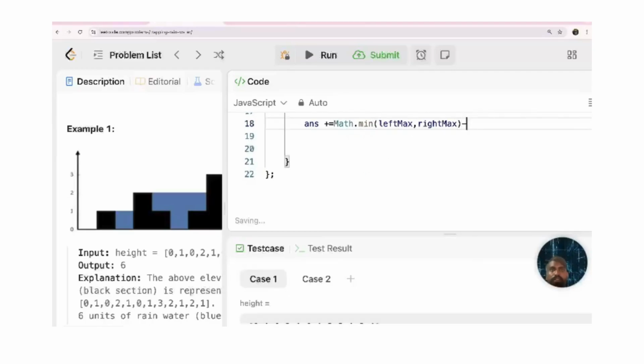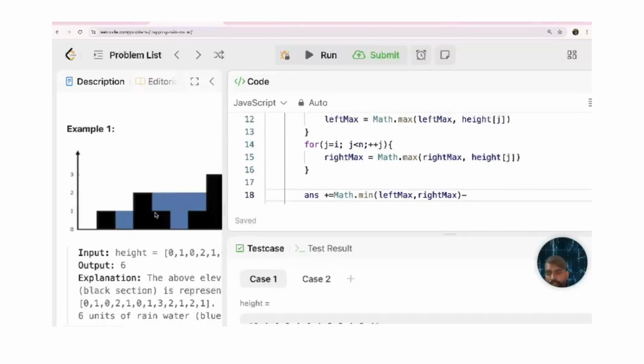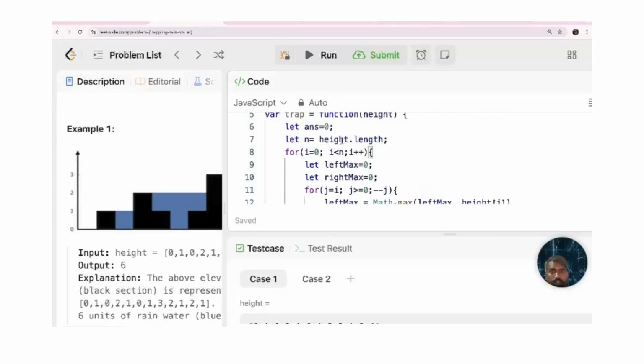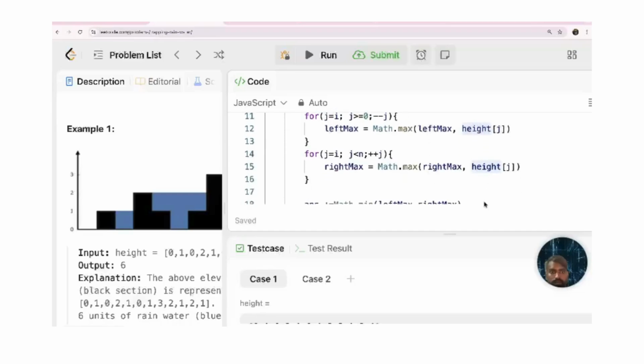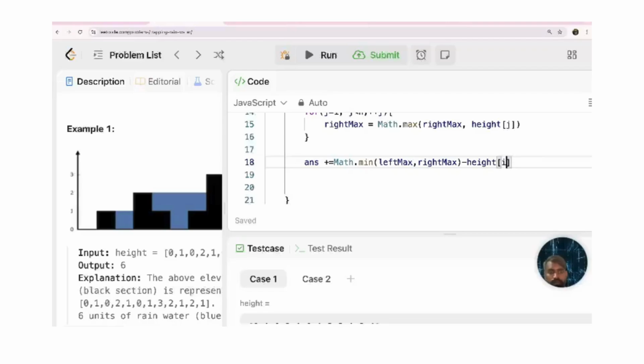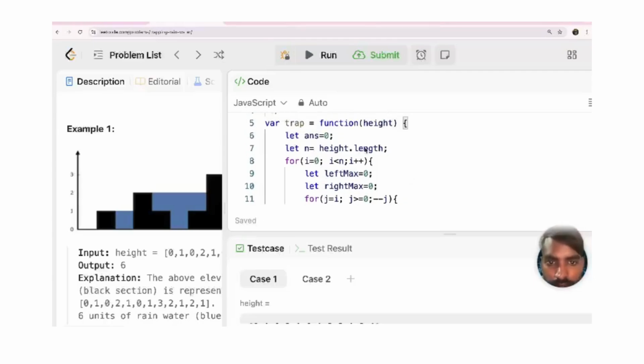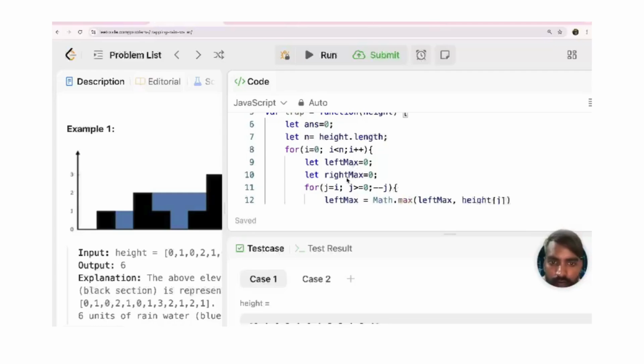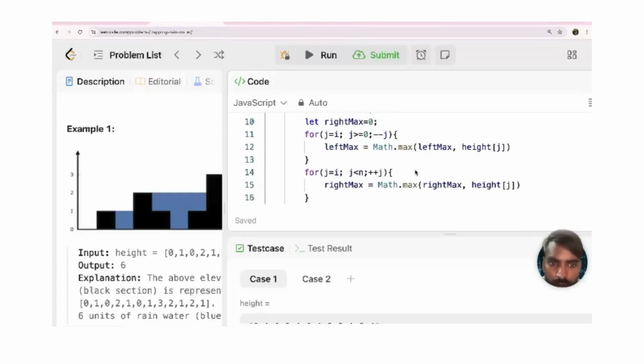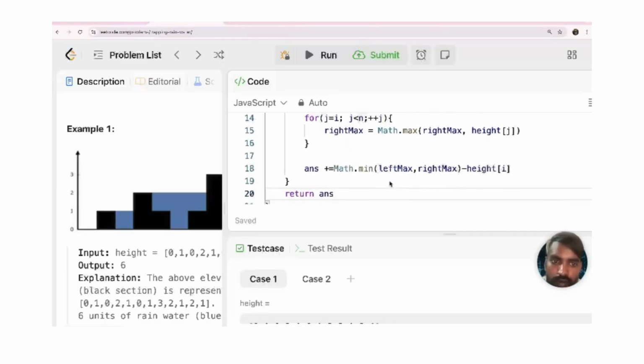Take this example here: on top of what is sustaining, only then can water be stored, so that height we also need to subtract. So height of i, because this is a height. Okay, we got the answer, and once this is all done, we need to return the answer. So we calculated the height, took the length, calculated the left max and right max, took the min of that and returned it.